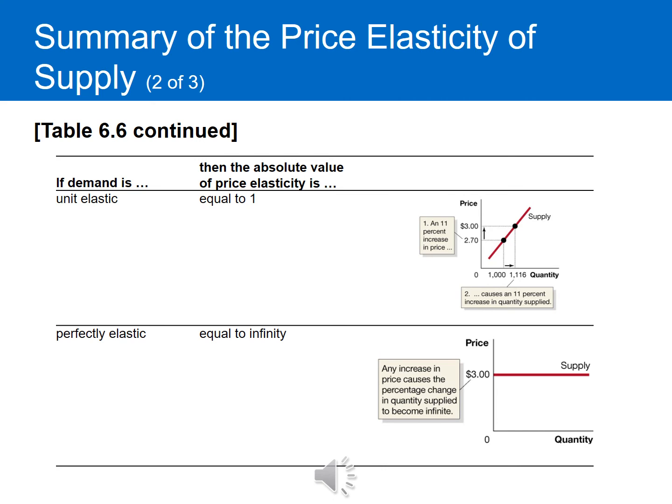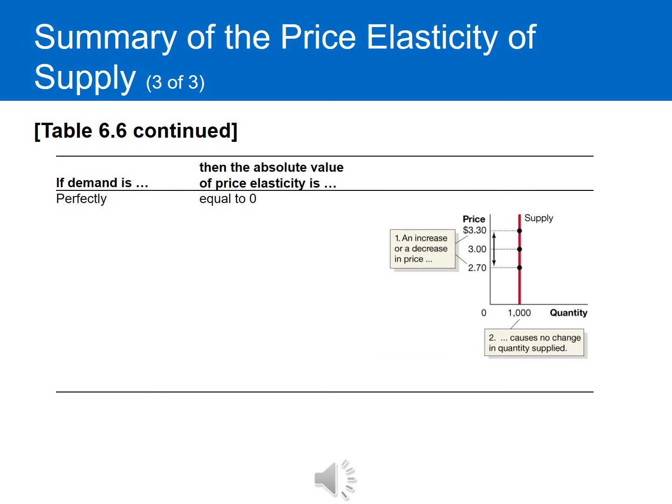The next is perfectly elastic. And in this case, the price elasticity of supply is equal to infinity. So any increase in the price is going to cause the change in quantity supplied to become infinite. So it's a horizontal supply curve.